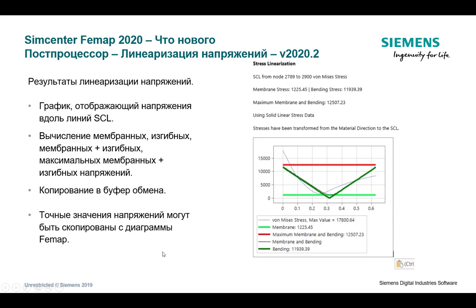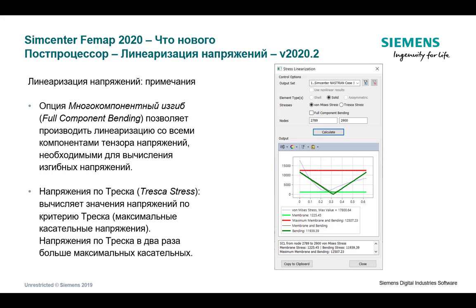Stress linearization results are typically shown as a graph and nothing else. There's a chart showing the actual stress along the SCL, calculated membrane, bending, membrane plus bending, and maximum membrane plus bending are all shown in the graph at the same time. There is a copy to clipboard option, and the exact data values can also be copied from the Femap chart using a different command in the embedded chart control.